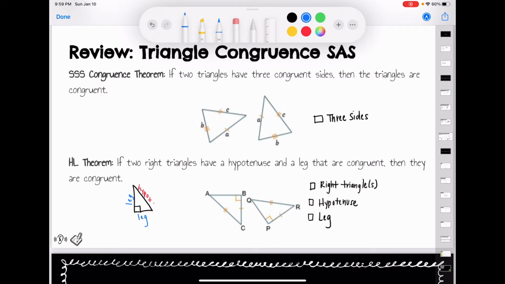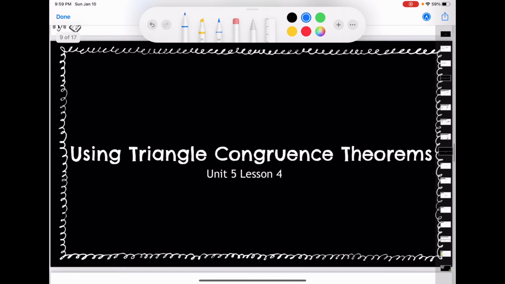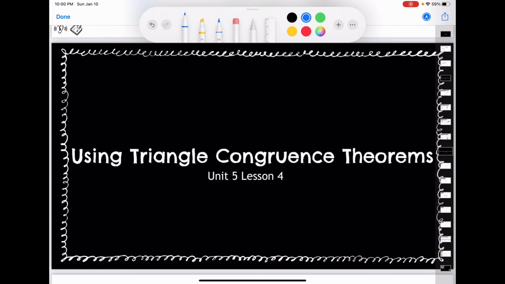Okay. So because that lecture was so short, we're just going to go ahead and jump into our last lesson of this unit, which is also very brief and brings everything that we've learned so far together. So this is basically Unit 5, Lesson 4, and in this lesson we're using triangle congruence theorems to prove that two triangles are congruent.